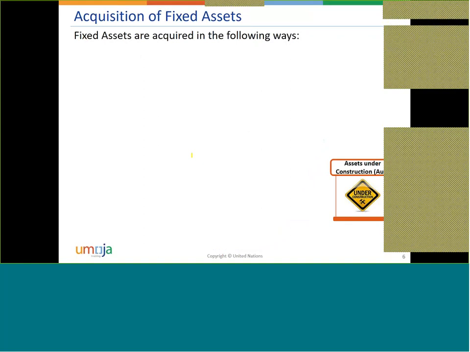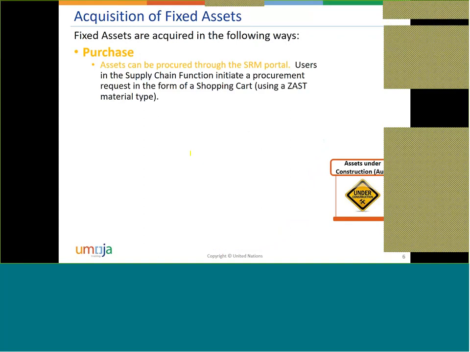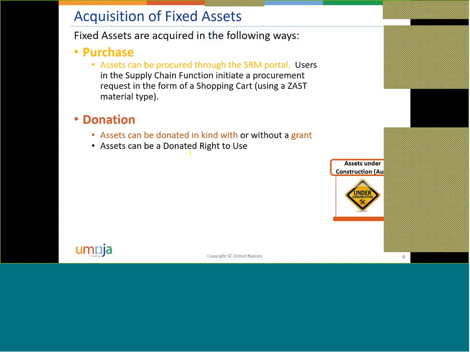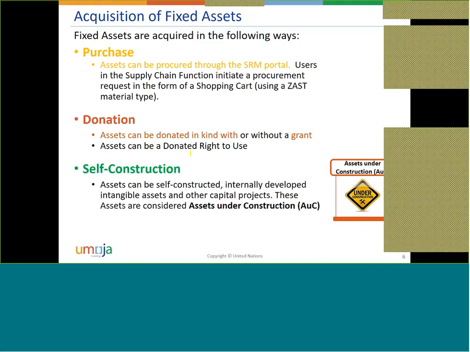So I was saying that fixed assets can be acquired in 4 different ways. They can be acquired through purchase. This is a process that you normally know with a shopping cart, and then a particular type of material needs to be used. They can be acquired through donations, so they can be donated as part of a grant, or we can get the right to use. And they can also be self-constructed, and this is the part that we are going to cover during this workshop.